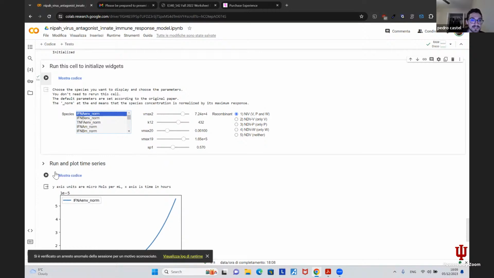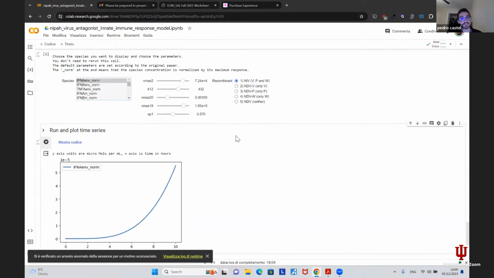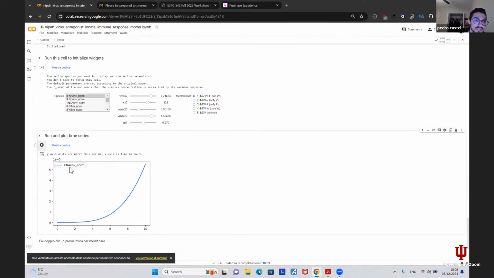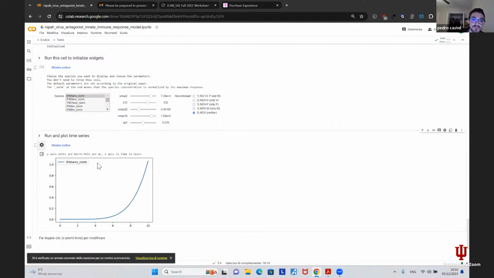So I select something and run the plot, and it gives the result. As you can see, the IFN alpha environment normalized. This is like 10 to the minus 5 of what it could have produced. It could have produced 1. So if I select here NDV, which is none of the proteins, and plot this again, it goes to 1. So this is my normalization method.